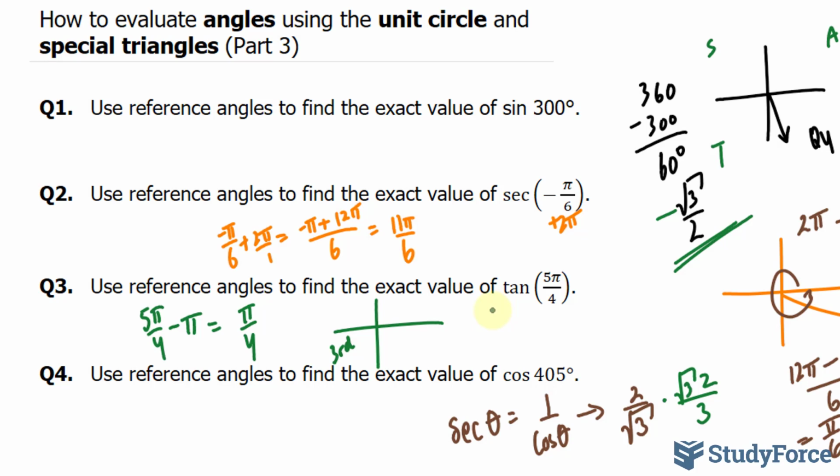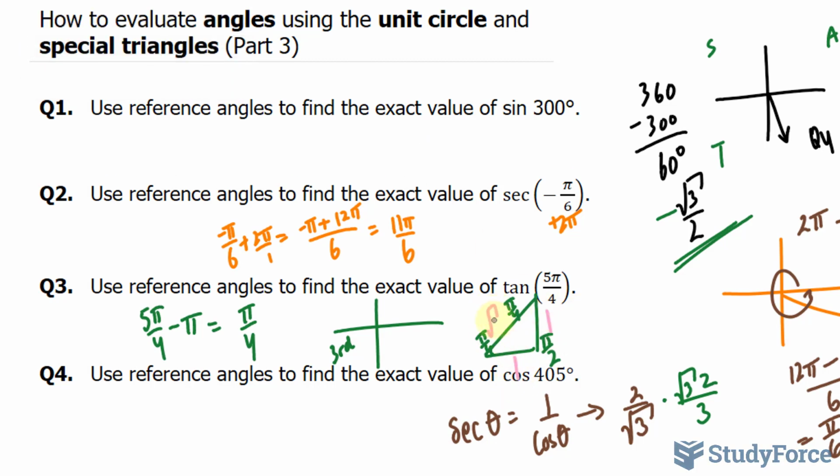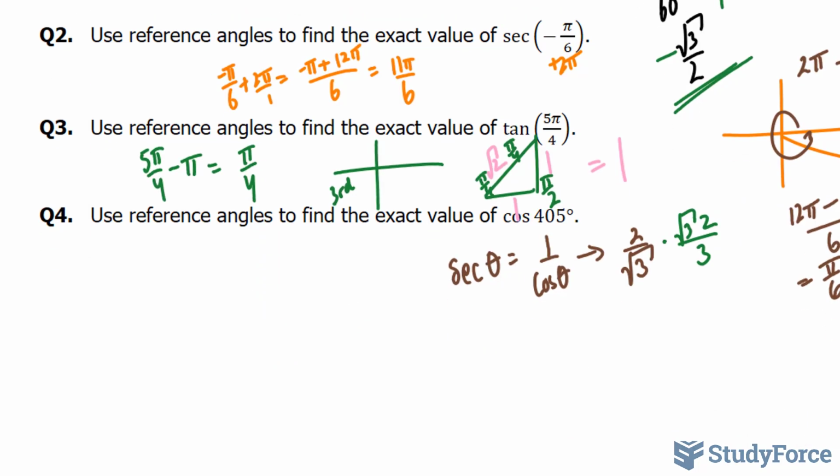According to our special triangle, the one where we have pi over 4, and pi over 2, tangent is opposite over adjacent. The opposite here is 1 and the square root of 2. So opposite over adjacent is 1 over 1. Our exact answer here is equal to 1. I didn't use the special triangle for questions 1 and 2, but I will use it for the last question as well. They want us to find the reference angle first to find the exact angle.